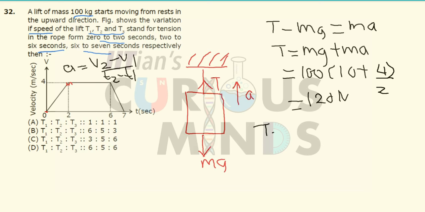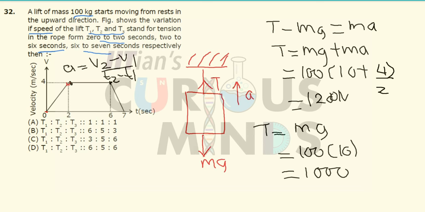In the second case, the acceleration of the particle is equal to 0, because you can clearly see from here that the velocity is not changing. So the tension will be equal to mg, which is 100 into g, which is 10. So it will be equal to 1000 Newton. In the first case it is 1200, in the second case it is 1000 Newton.